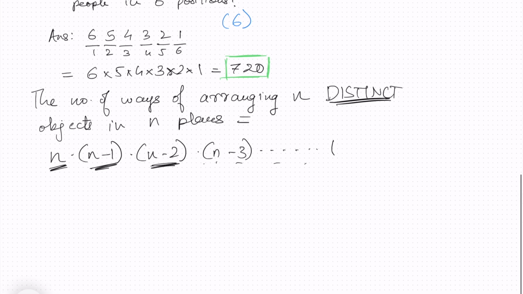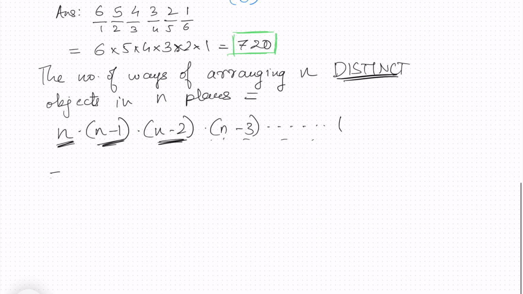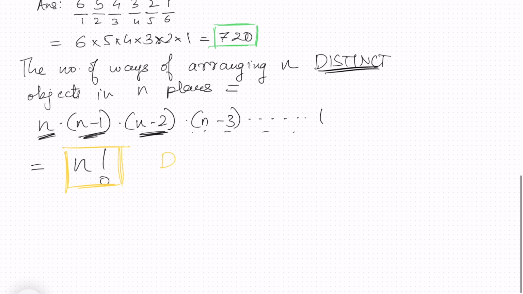Now this result, for any number n, is known as the factorial of n. It is denoted as n with an exclamation mark. This is the definition of n factorial.